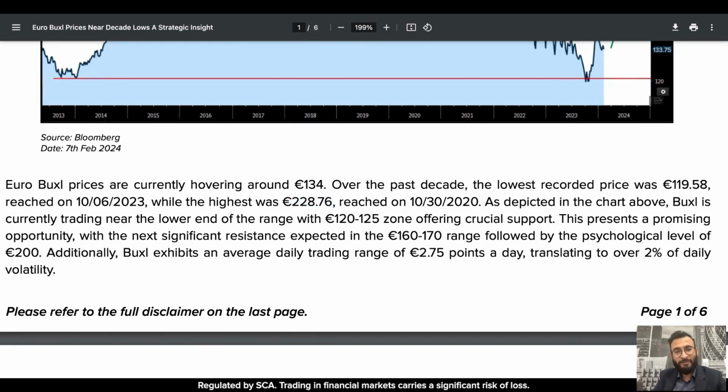Now the Euro Buxel has reached a lower end, which is the 120 to 125 euro zone, and presents a promising opportunity, with the next significant resistance at 160 or 170. Resistance means the level from where the price can touch and come down, right? Before it reaches 200, that is the idea.